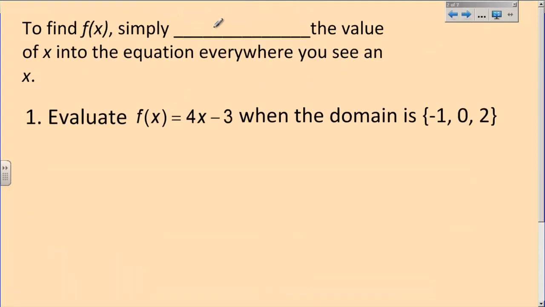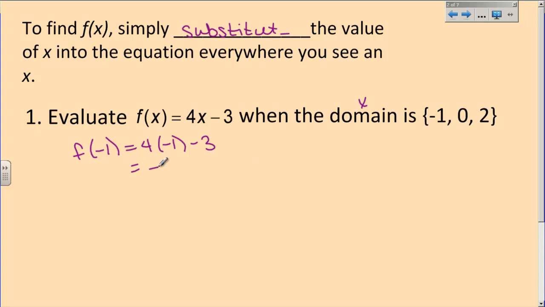So let's look at a couple more. In order to find f of x, all we have to do is substitute, just like you saw. We substitute the value of x into the equation everywhere that you see an x. For example, we want to evaluate f of x equals 4x minus 3 whenever my domain is negative 1, 0, and 2. Now, if you'll remember, domain is all of your x values. So they want me to do this 3 times, when x is negative 1, when it is 0, and when it is 2. So if I wanted to find f of negative 1, I would replace this x with negative 1, and I would just simply do the math.